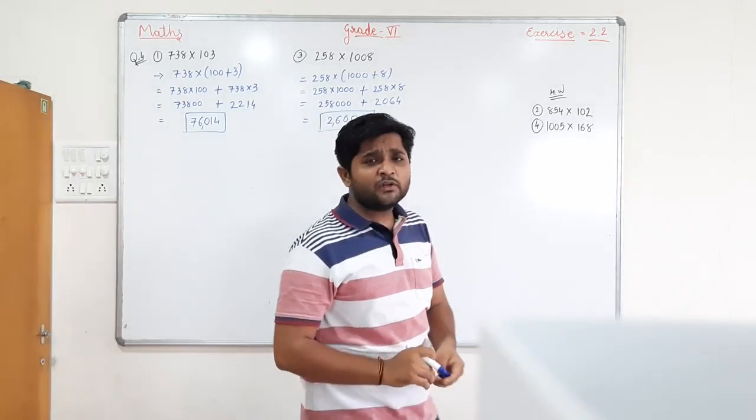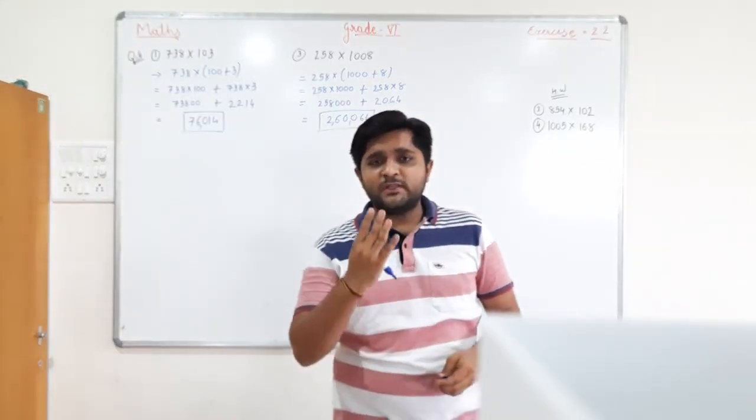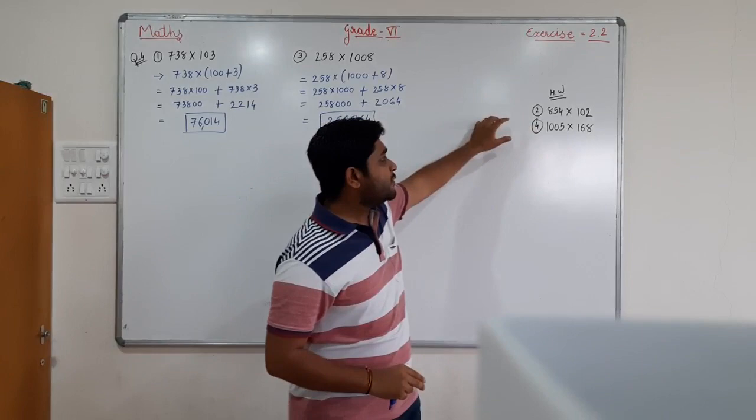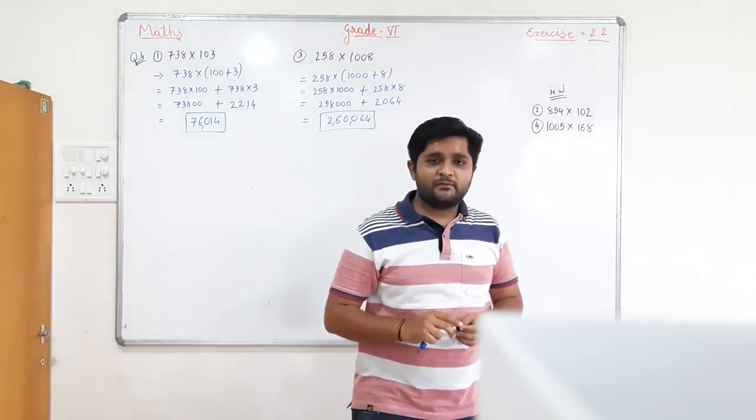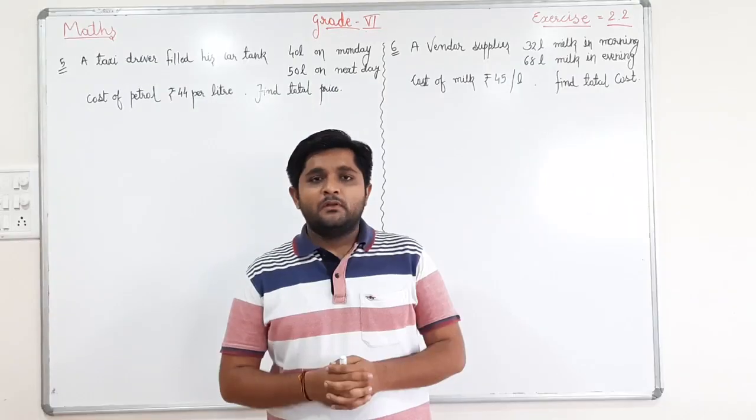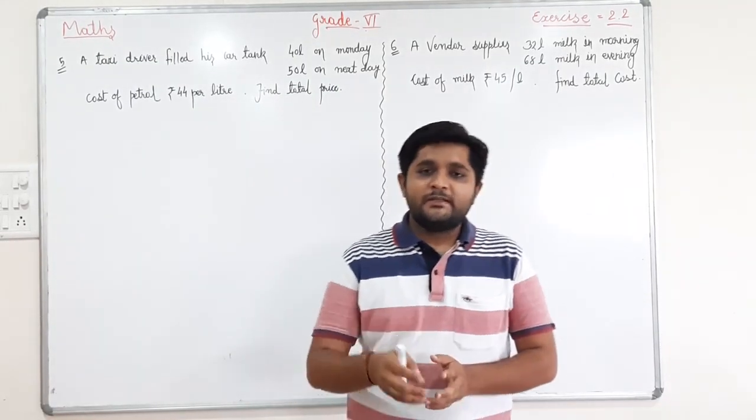Now here I solved sum number 1 and sum number 3. In question 4, there are a total of 4 sums, and all of them are of the same type. So sum number 2 and sum number 4, you have to do by yourself. So let me see the next question.